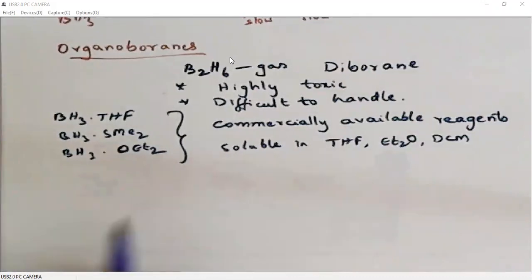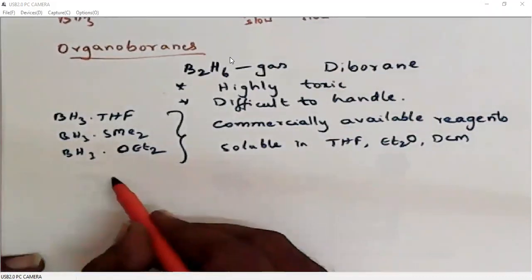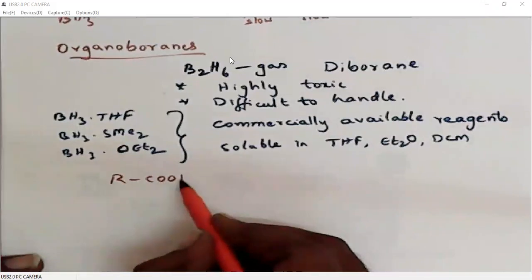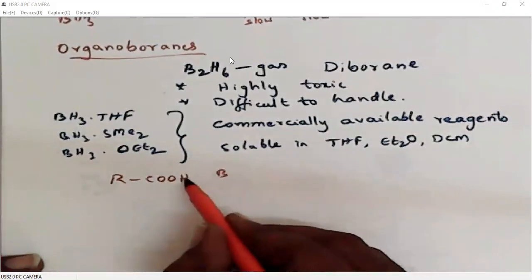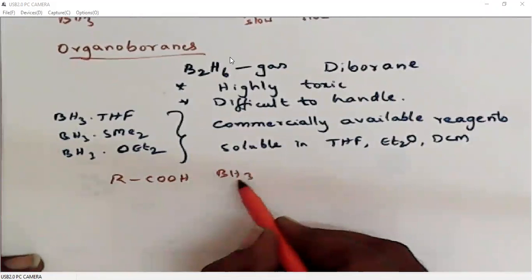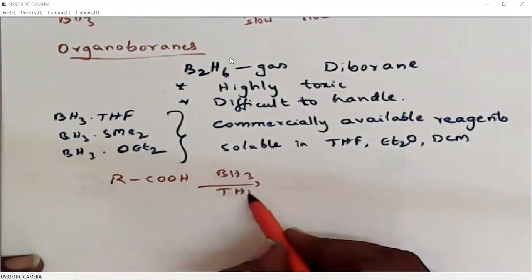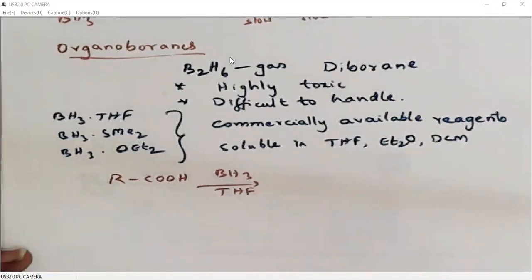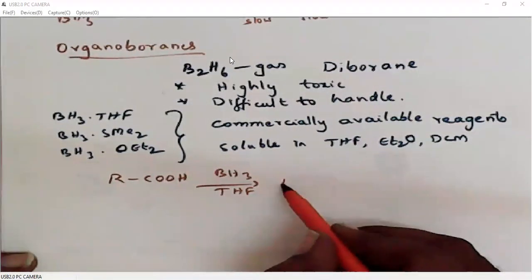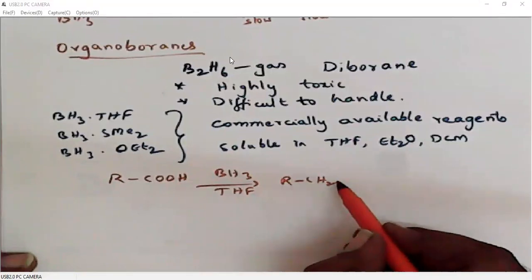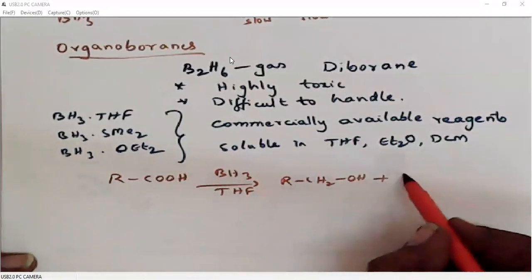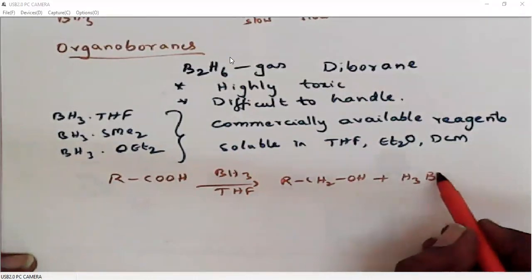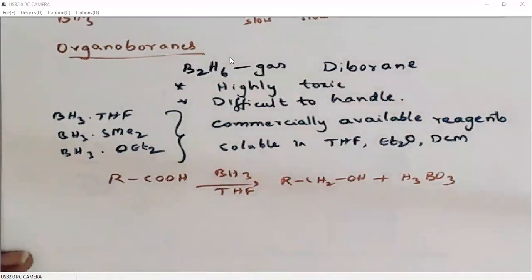First we will discuss the reduction of carboxylic acid, because diborane can reduce carboxylic acids to alcohols, whereas the previous reducing agents cannot do this reaction. So first we will discuss this, then we will discuss the reactivity of borane complexes. Carboxylic acids can be reduced with borane reagents to the corresponding alcohol.